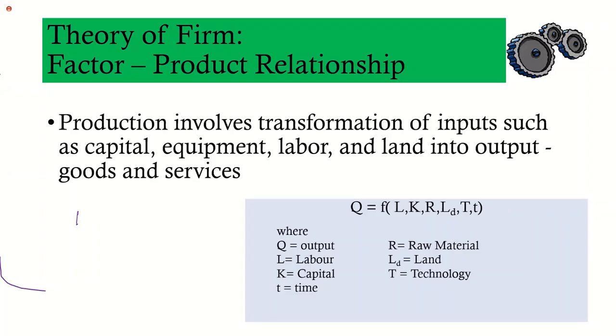We all know that what happens in a firm is that raw materials or factors of production we discussed last week, land, labor, capital, and entrepreneurship, are transformed into goods and services, isn't it? So there's a factor-product relationship. Factors are the factors of production, which we simply call inputs. Then there are outputs, which we call products. So there's a factor-product relationship. Factors are inputs, products are outputs.